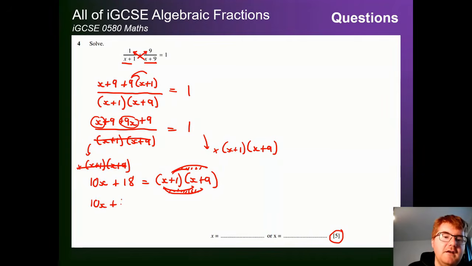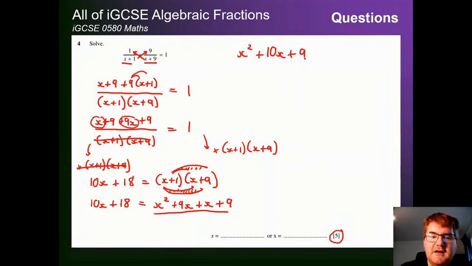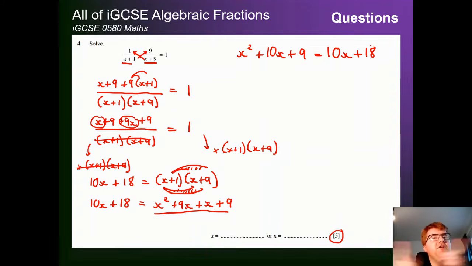So if we work out the right hand side here, we have x times x is x squared, x times 9, 9x. 1 times x is just x, and 1 times 9 is 9. We are making progress, I assure you. So let's continue this up here. So I'm going to tidy up the right-hand side. So that's x squared plus 10x plus 9 is equal to 10x plus 18. Notice I've also switched the sides, but that's absolutely fine because we have an equal sign in the middle, so I can swap the sides. That isn't a problem.